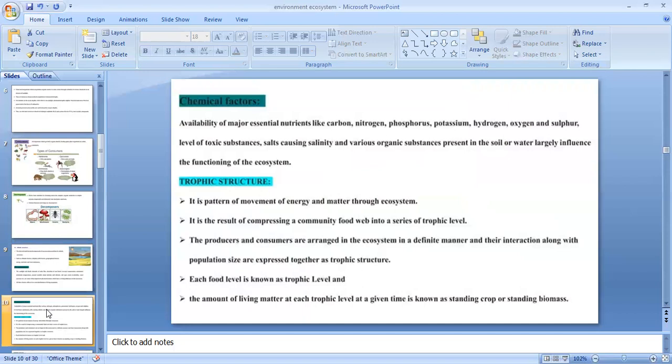Chemical factors. Availability of major essential nutrients like carbon, nitrogen, phosphorus, potassium, hydrogen, oxygen, sulfur, the level of toxic substances, salts causing salinity, and organic substances present in the soil or water largely influence the functioning of the ecosystem.